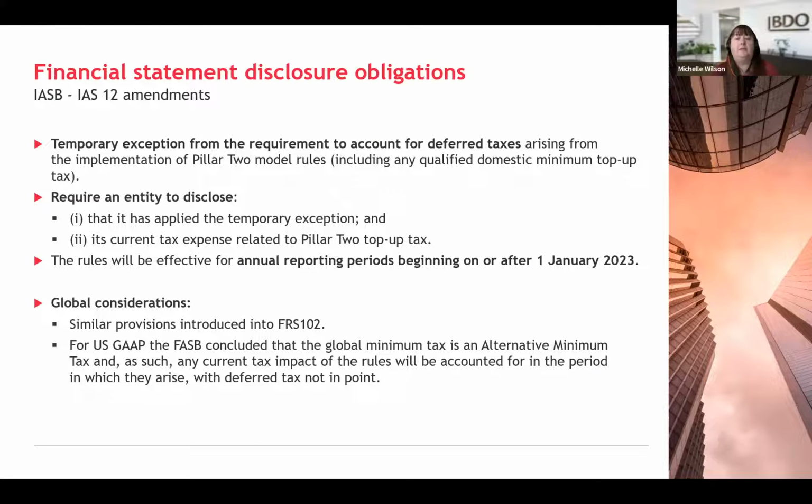The amendment to IAS 12 is worded as a temporary exemption, although it wouldn't be too much of a surprise if this was made permanent in the future. There's no expiry date on it, so it's there until the standard setters take it away, but it wouldn't be surprising if that was not done, or at least the need to account for deferred tax on these rules became an accounting policy choice at some point in the future.